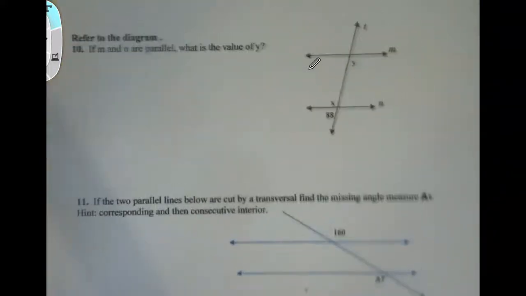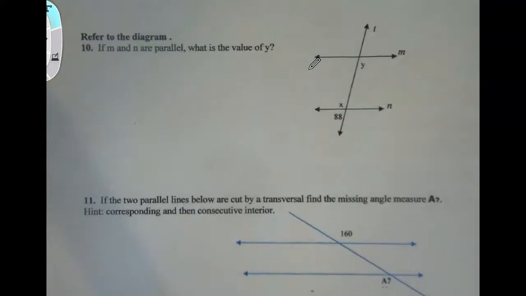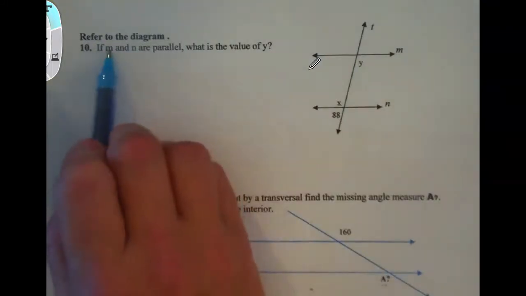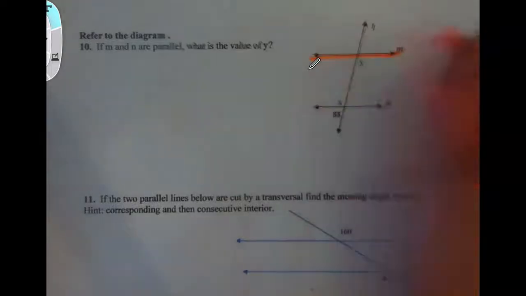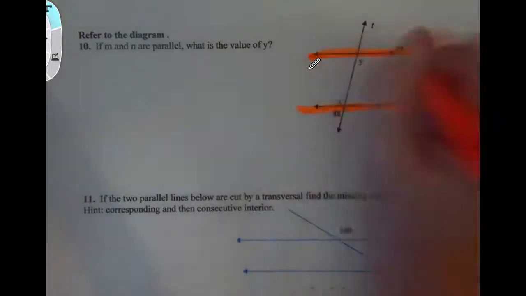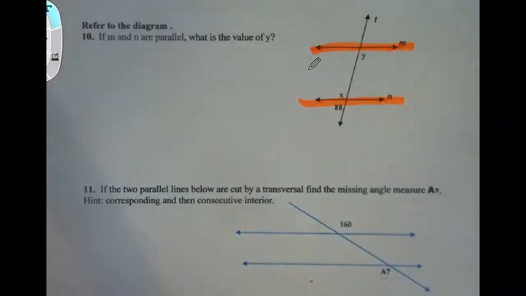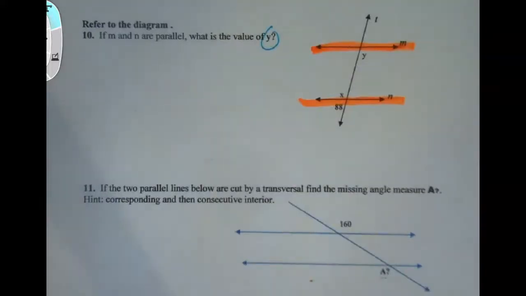Now let's just do the back. All right, so this time I separated the diagrams so you can refer to them as new each time. So if we're telling you M and N are parallel, I'm going to go ahead and highlight my parallel lines. It says, what is the value of Y? So we're going to use some of the theorems to figure this out.